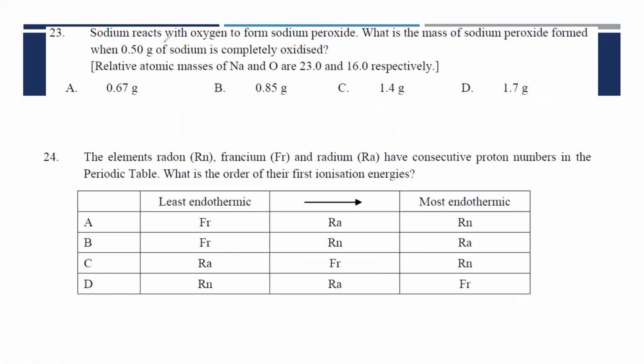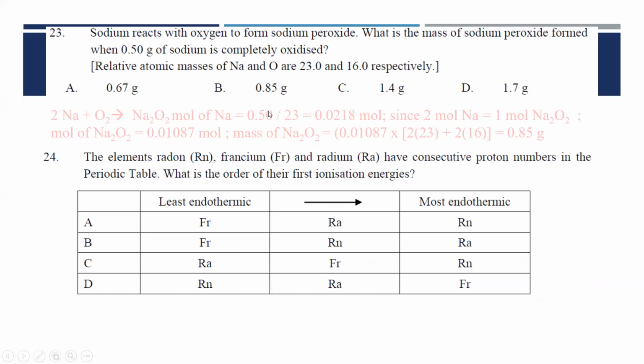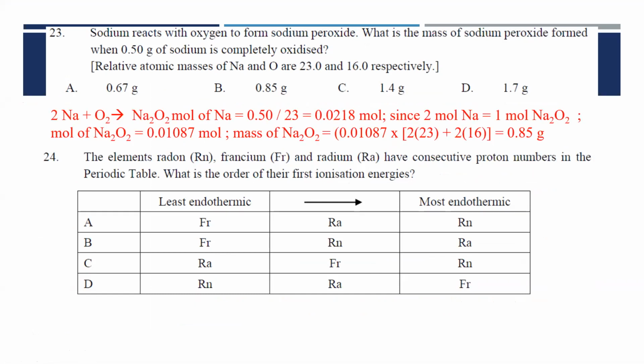Sodium reacts with oxygen to form sodium peroxide. What is the mass of sodium peroxide formed if 0.5 gram of the sodium is completely oxidized? The question already tells you that they form sodium peroxide, so you must be able to write out the equation: 2Na plus O2 gives Na2O2. Here, you can calculate the mole of Na. Mole of Na is 0.50 divided by 23.1. Supposedly 23.1, so I didn't add the 0.1.